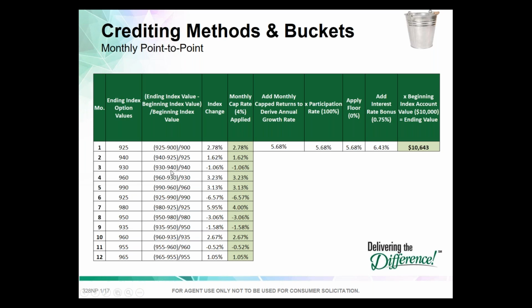The next month it goes down, 1.06. Don't worry, I'm not going through all of them. The next month it goes down, minus 1.06. The minus 1.06 is included. The floor is not yet applied here. The monthly numbers do apply a negative here.